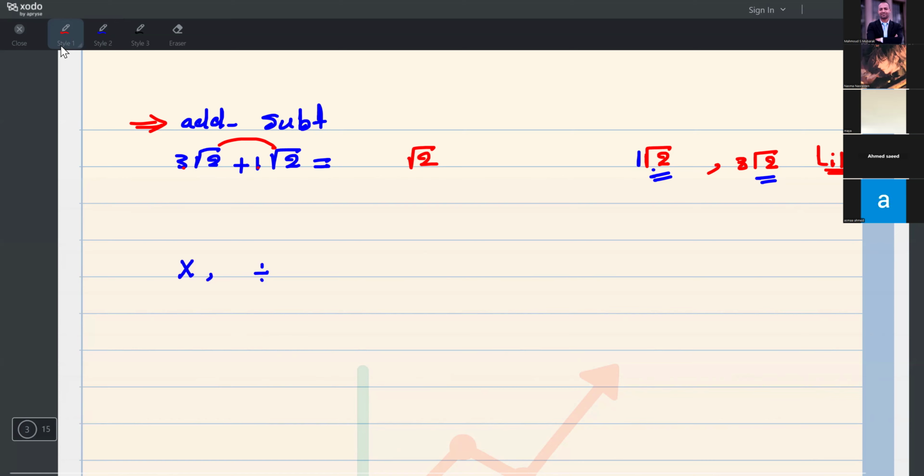3 plus 1 is 4, like 3x and 1x are 4x, 3y and 1y are 4y. So 3 root 2 and root 2 are like thirds. Yes, they are like thirds. So you can add, you can subtract. 3 root 2 minus root 2 is 2 root 2.